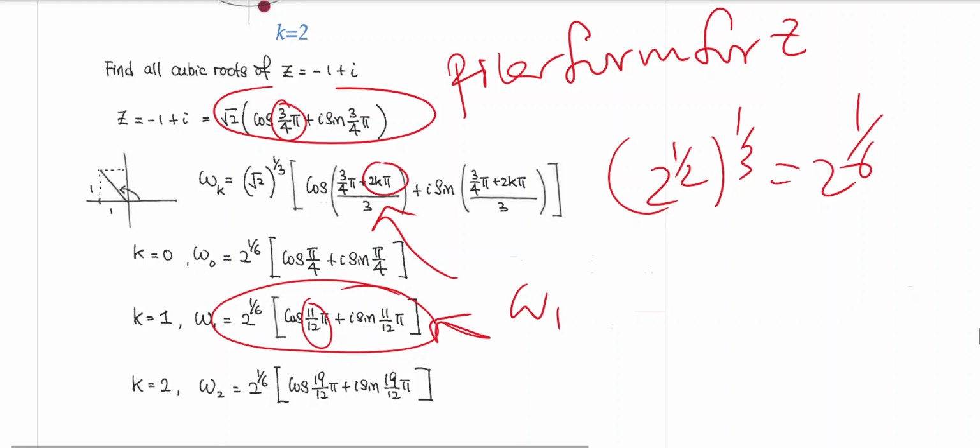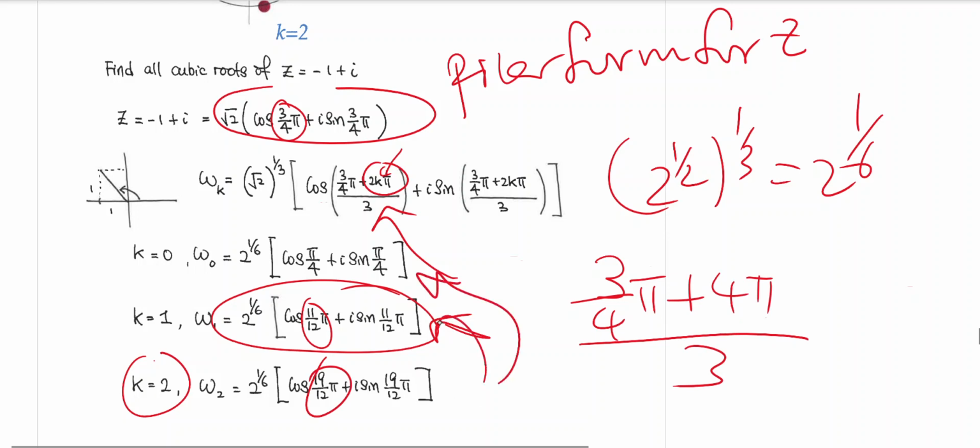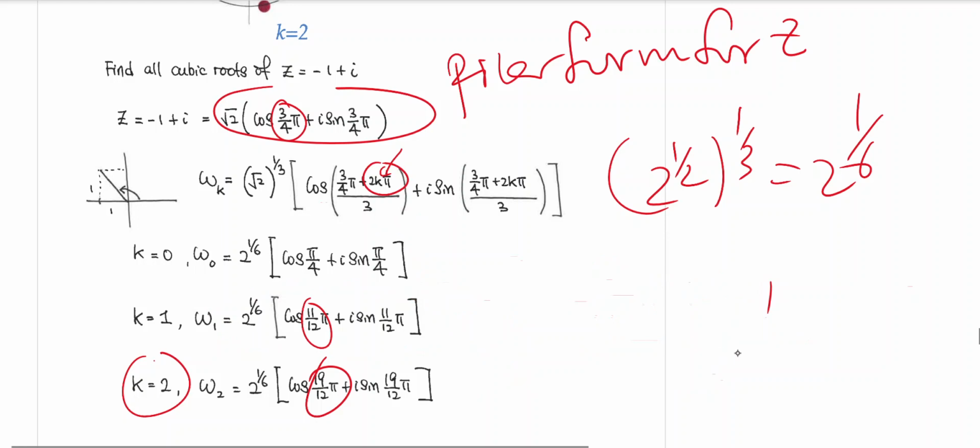And then finally, you take k equal to 2. The angle here in terms of the argument will be 3 over 4 pi plus 2 times 2, which is 4 pi over 3, and then you will get this angle. If you go beyond that, if you do k equal to 3, you will get back to this, and k equal to 4 will get back to this. So there are no more distinct roots. Theoretically, by the fundamental theorem of algebra, if you are looking for cube roots, you will have exactly 3, and these are exactly the 3 cube roots.